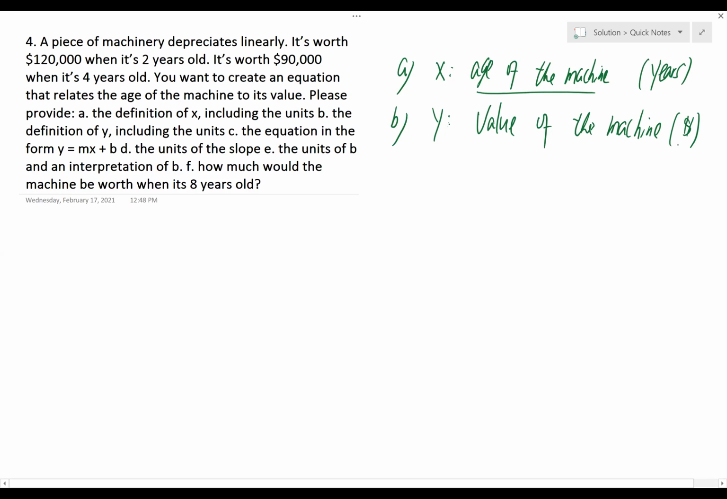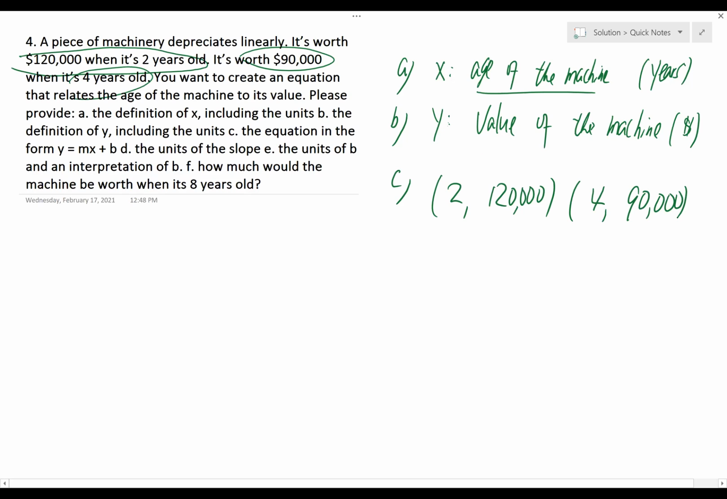And part C, they're asking for the equation in the form y equals mx plus b. Again, we have two conditions. The first condition translates into the ordered pair 2, 120,000. The other one, 4 years old, becomes 90,000. Meaning within 2 years, the value of the machine goes down $30,000. So this is x1, y1, x2, y2.